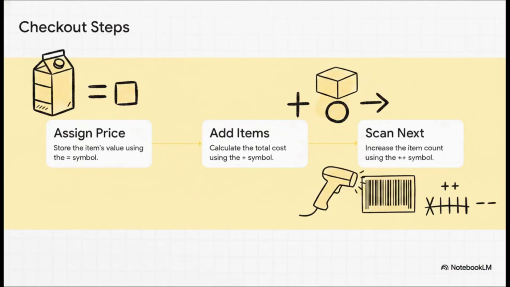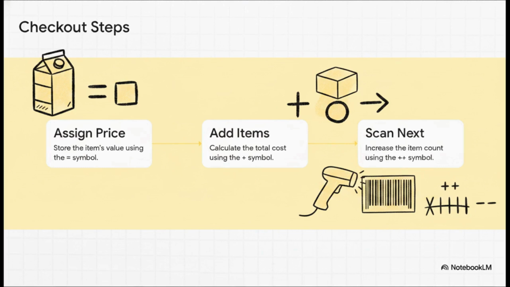Picture this. You've just been hired to design the billing software for a massive supermarket. People are throwing items on the counter, and your software needs to handle all of that data seamlessly. Let's actually walk through the checkout process step by step. Step 1. An item needs a price. When you write the code milk = 30, that equals sign is an assignment operator. It's basically telling the system, hey, store the value 30 inside the container labeled milk.